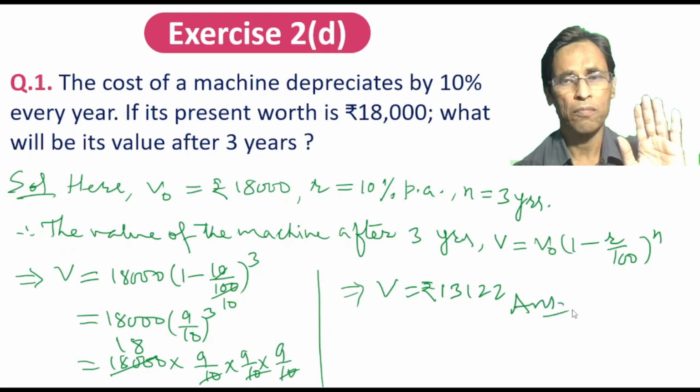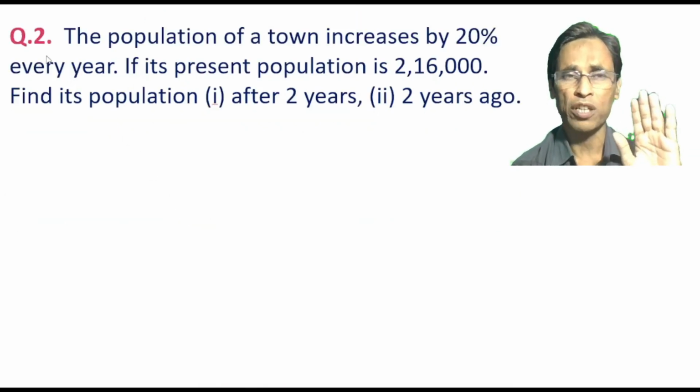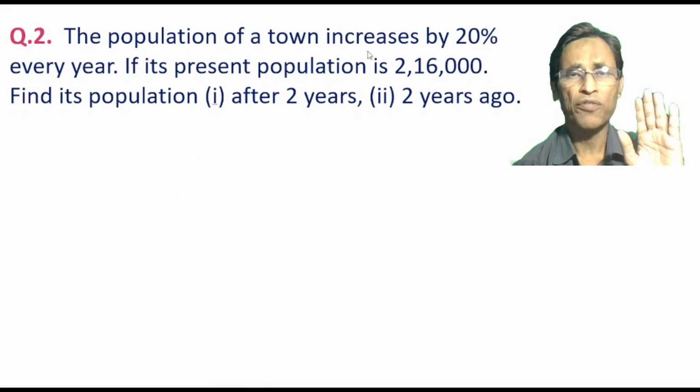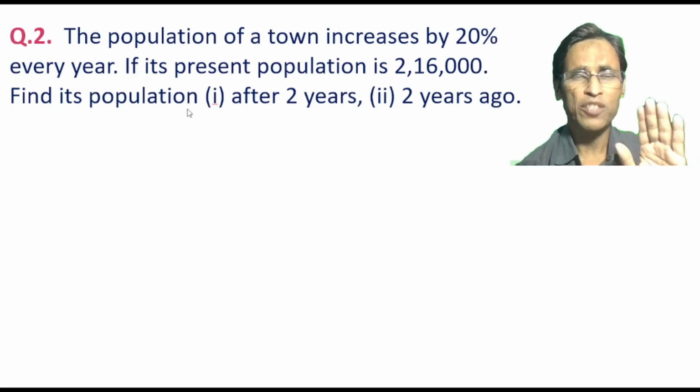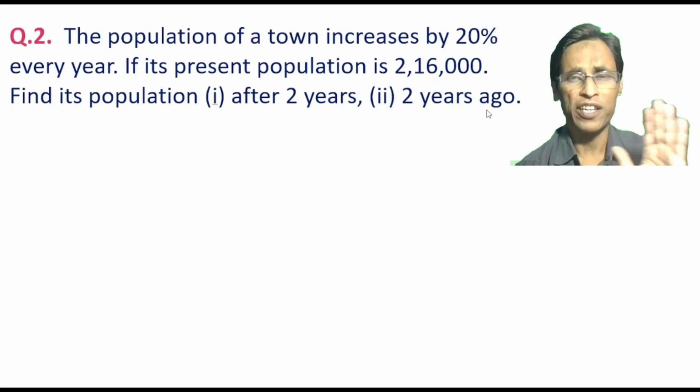Answer. Our next question is question number 2. The population of a town increases by 20% every year. If its present population is 2,16,000, find its population after 2 years and 2 years ago.